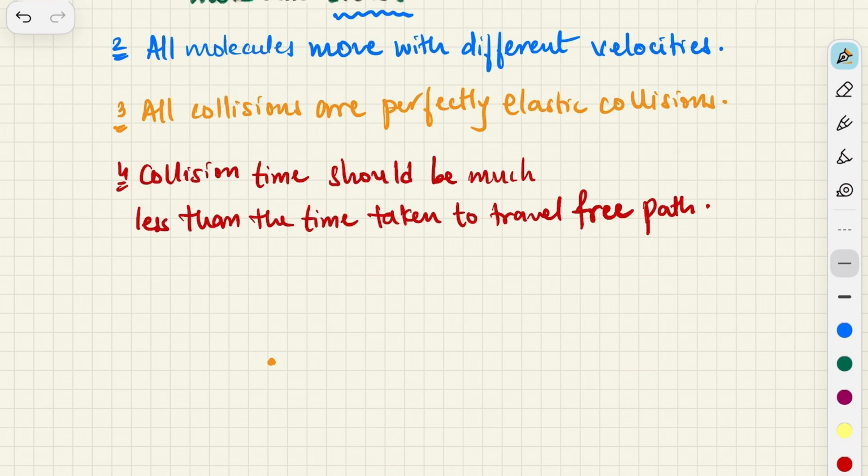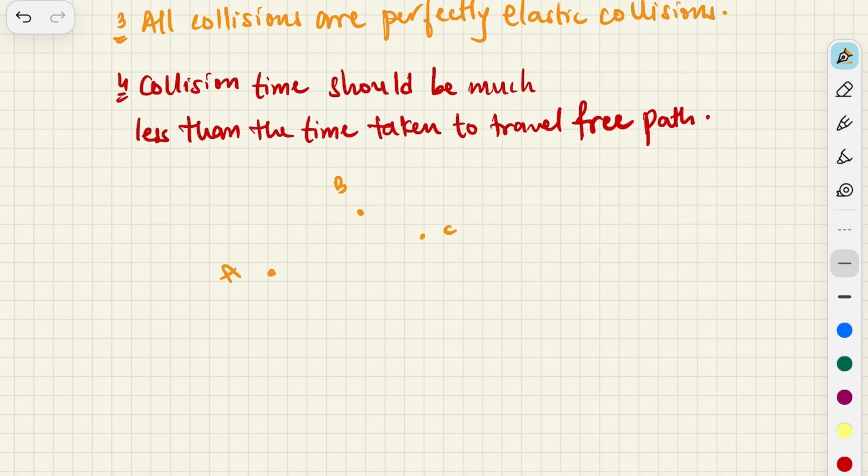So there is a molecule which is randomly in motion, and let's say this is molecule A, and there is molecule B here, C maybe here, this is B, this is C, and let's say D is somewhere here. So molecule A goes and hits B, then molecule A comes and hits C, and then molecule A comes and hits molecule D. This is the path of molecule A.